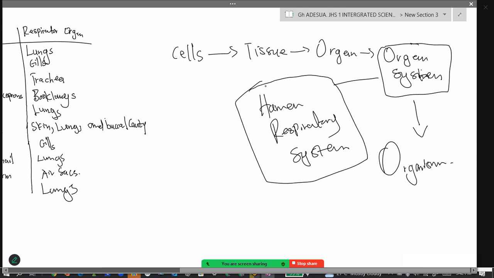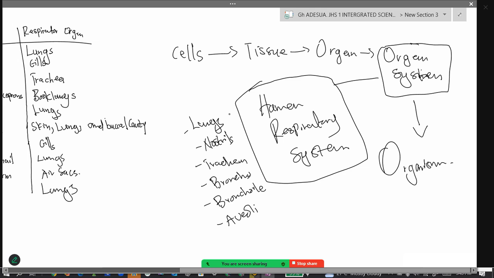A lot of organs, right? Examples of the organs we have are the nostrils, the trachea, bronchus, bronchial tubes, alveoli, the lungs, and so on. We are going to talk about them and all their functions. You get the point?